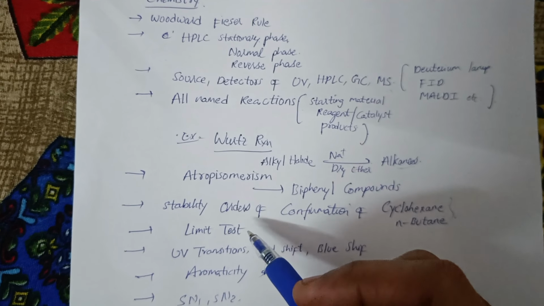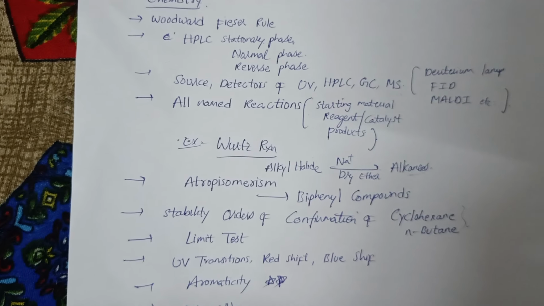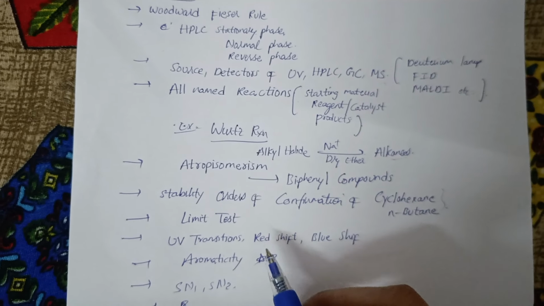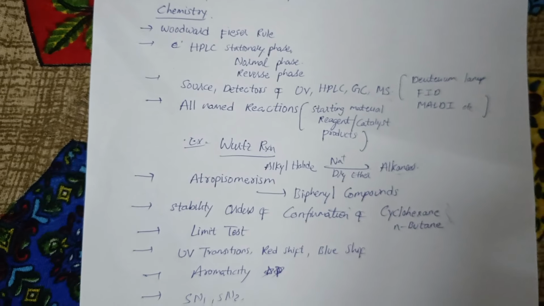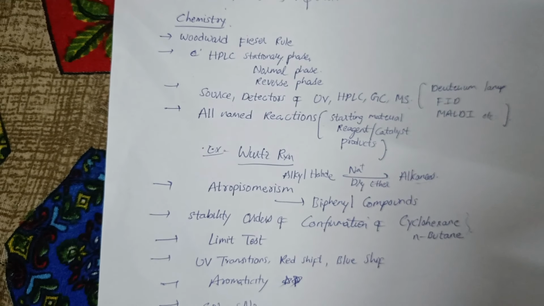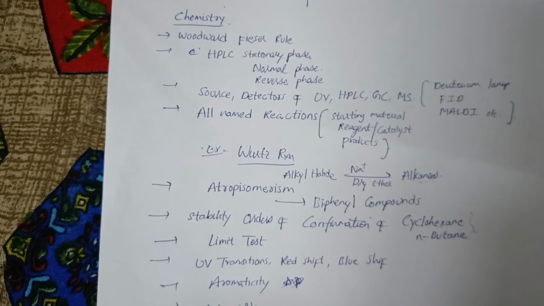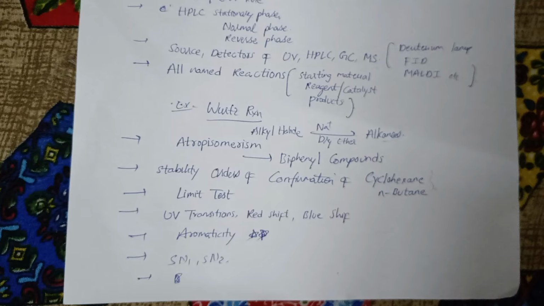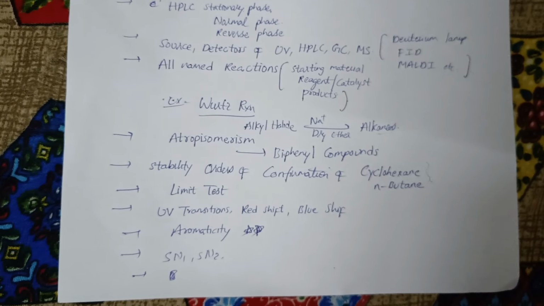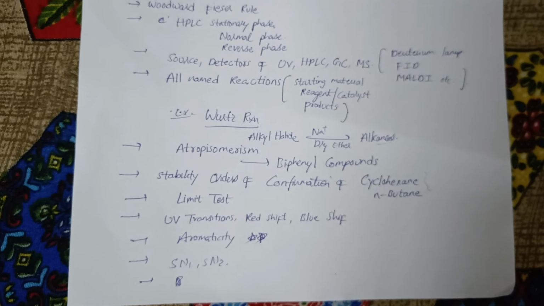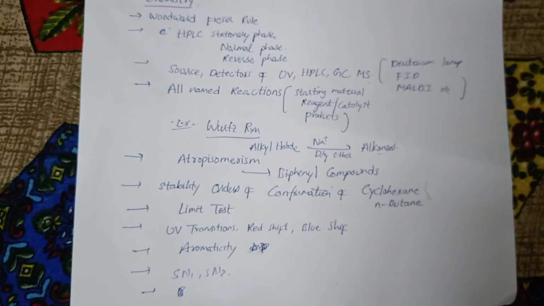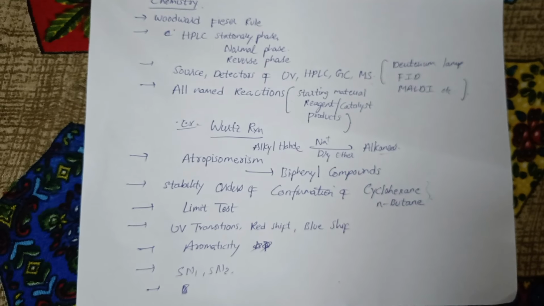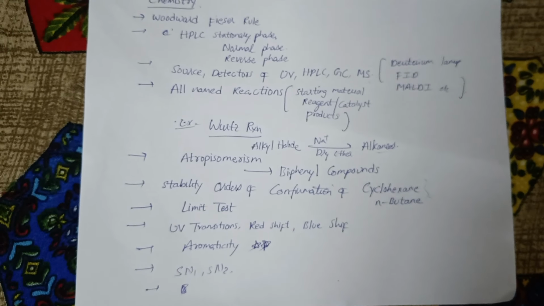And the limit test for iron, very important. This time we can expect a question from the limit test also, the ppm limits and everything, and UV transitions, red shift, blue shift. So this time we can expect questions particularly from the analysis part, all the UV, HPLC, IR, and everything. So keep a point on that. And aromaticity, and then SN1, SN2 reactions. So these are the main topics to cover from the chemistry part, and focus on biochemistry also. All these cycles like the TCA cycle, Krebs cycle, glycolysis, etc., and then enzyme deficiencies and everything.